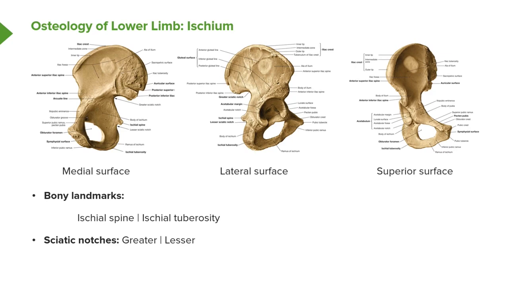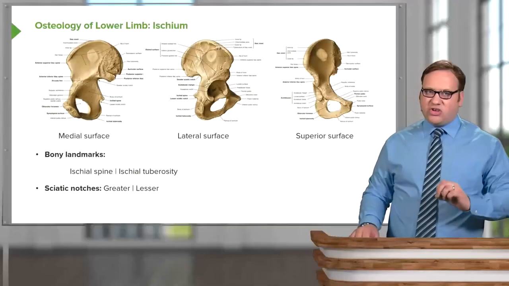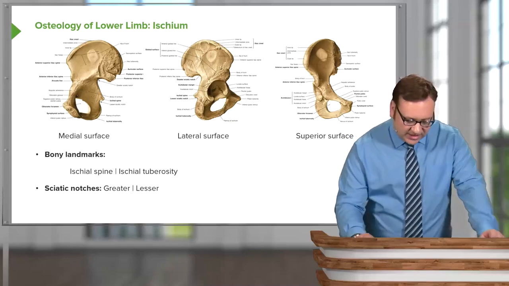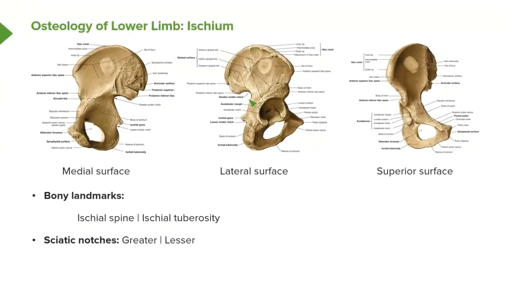These bony landmarks are important as they create the greater and lesser sciatic notches. We can see here, we have the greater sciatic notch running from the posterior inferior iliac spine all the way round to the ischial spine here, the greater sciatic notch running round here. We then have running from the ischial spine this little concavity here, and that is the lesser sciatic notch. Later on, we'll see how these are converted into foramina.